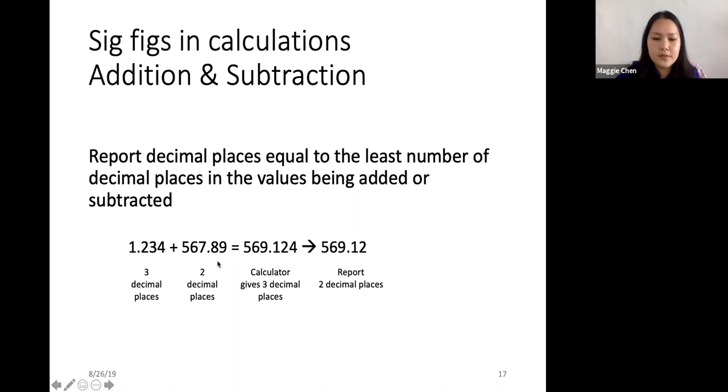So if we add these two together, our calculator would give us 3 decimal places. But in our final answer that we would report, we would just give these 2 decimal places at the end. So the least number of decimal places that's being added or subtracted.